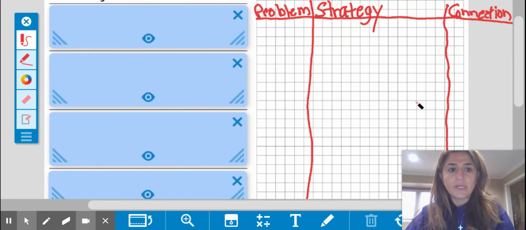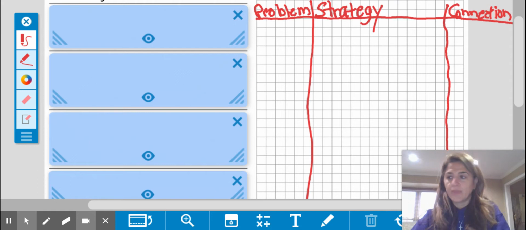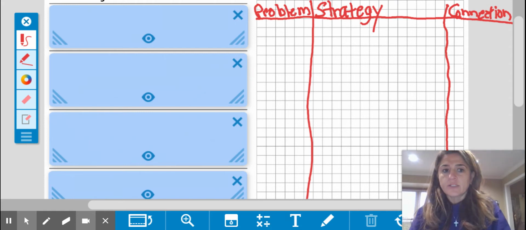So you will need your number corner book or your math journal, wherever you did the last 9 problem strings, and make sure that you have the problem, the strategy, and the connections written, as well as today's date, due 12/9/2020.